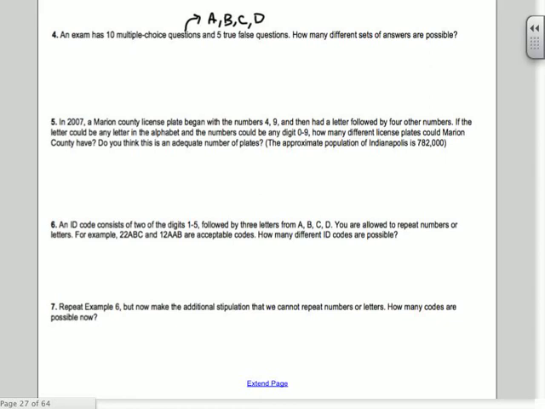So the first 10 slots are going to be what number? 4. So we're going to say 4 to the 10th. And the next 5 slots are going to be 2s, right? So it's going to be 4 to the 10th times 2 to the 5th. So we do 4 to the 10th times 2 to the 5th, and you get 33,554,432.